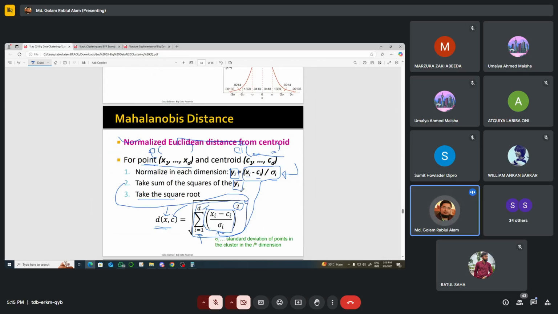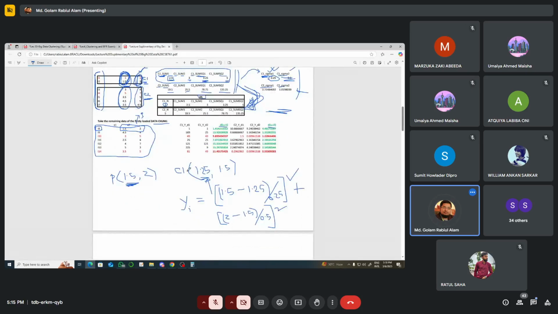Then what we have to do? We have to take the square root of that value, so the square root of these values gives the distance. So distance from where to where? Distance from I8, the data point, to C1, that is cluster 1. We will get this distance, and here you will get 1.4142 like this.